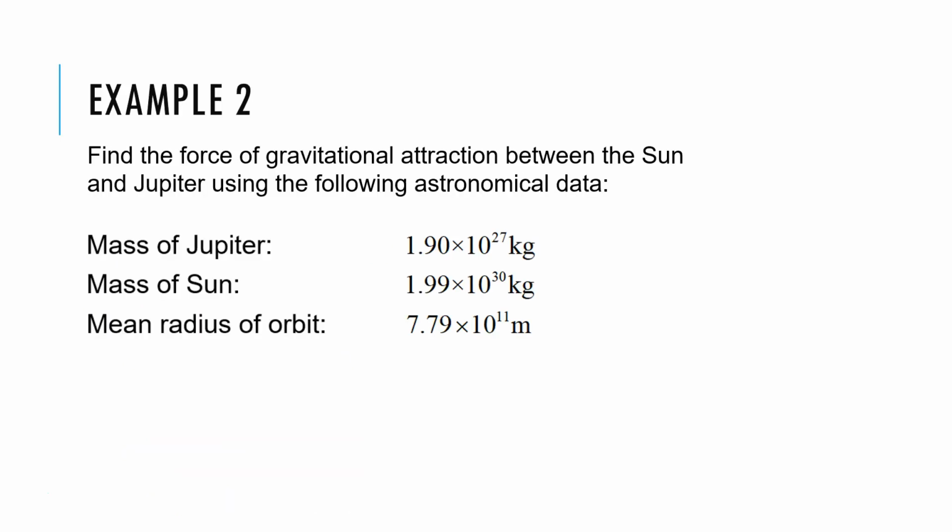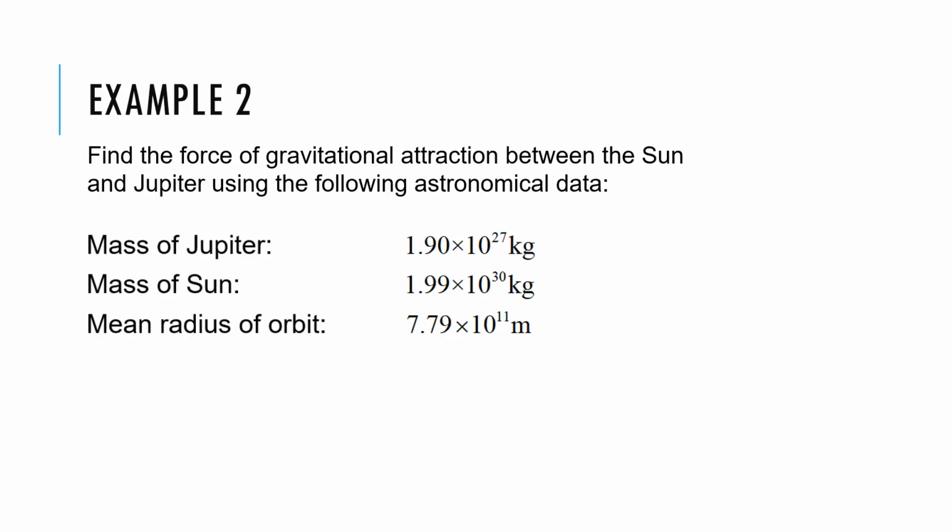Where gravity does become significant is when you're starting to deal with large bodies. So for example here, find the force of gravitational attraction between the Sun and Jupiter, given the following astronomical data. So the mass of Jupiter, the mass of the Sun, and the mean radius of Jupiter's orbit. In other words, the distance between Jupiter and the Sun. We call it a mean radius because most planets move in a nearly circular orbit. Technically they're elliptical, but for most planets it's nearly circular.